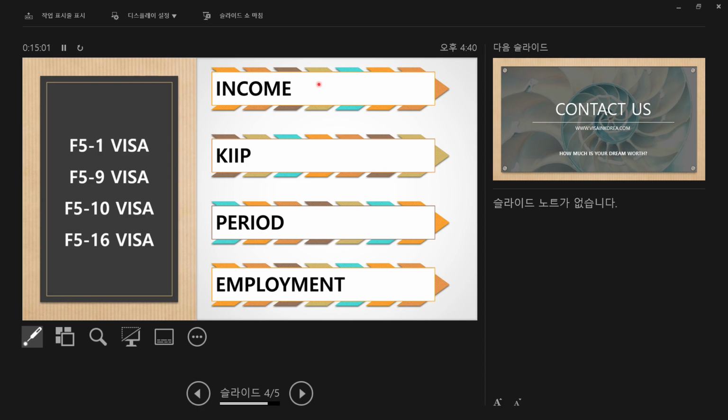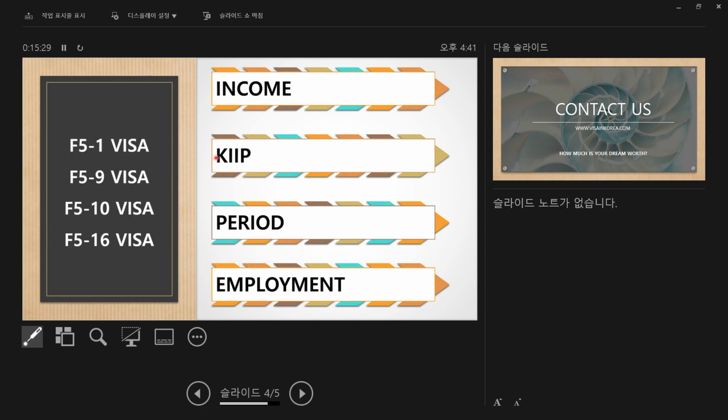And you have to report the comprehensive income every May, and you can get this income certificate for comprehensive income earners, right? And you can submit that. So KIIP, I said that there is no more topic score and we cannot accept that topic score anymore.